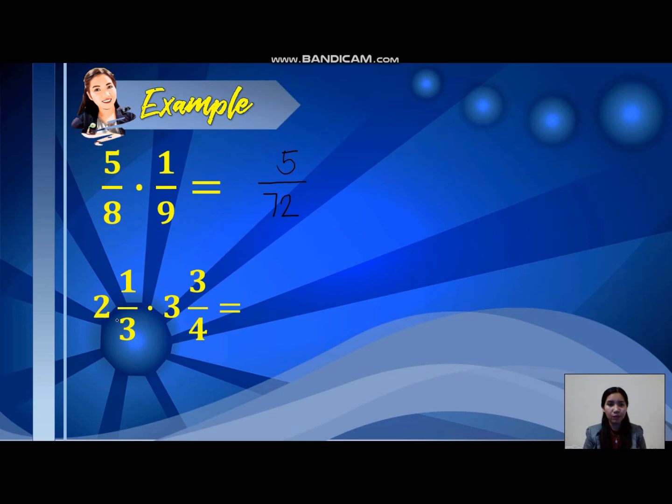Next, we have 2 and 1/3 times 3 and 3/4. First, let's convert these two mixed numbers to improper fractions. 3 times 2 is 6, plus 1 is 7 over 3.